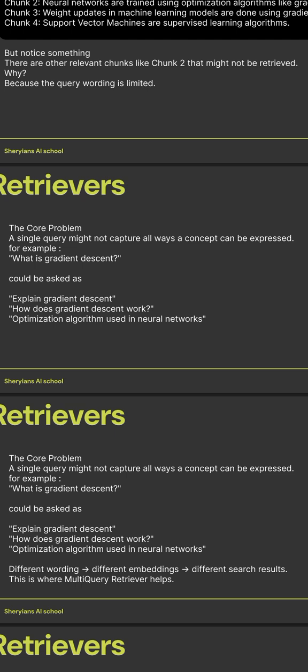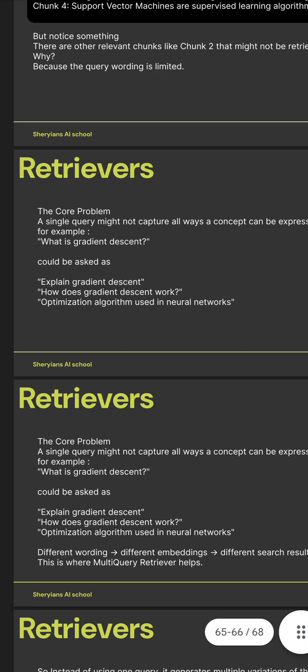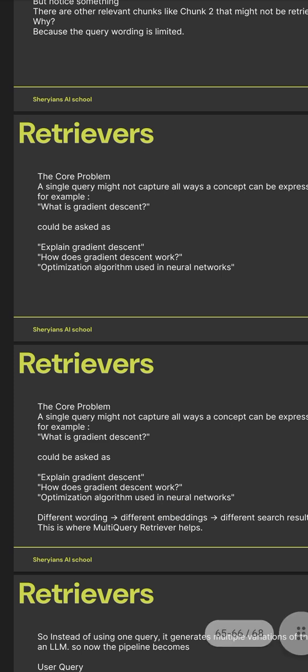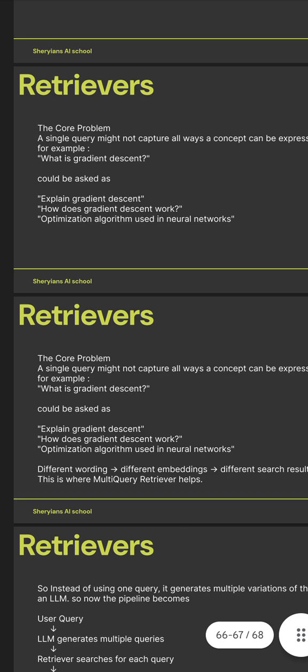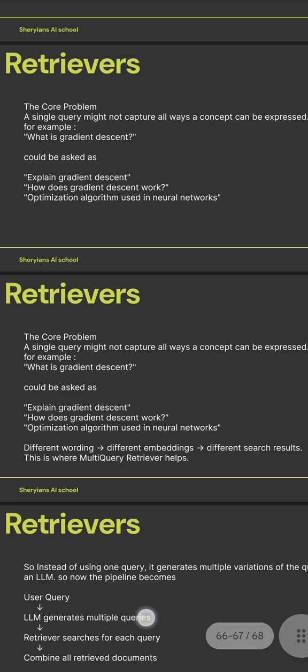For example, what is gradient descent could also be phrased as: explain gradient descent, how does gradient descent work, or optimization algorithm used in neural networks. Different wording gives different embeddings and different retrieval results. This is where multi-query retrieval helps.